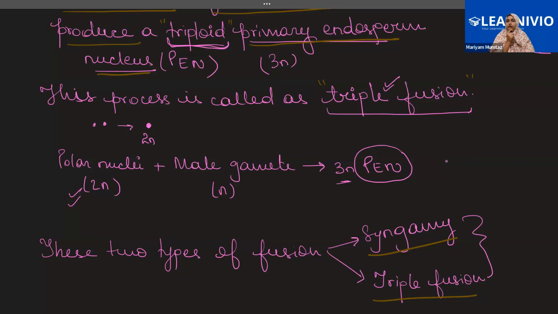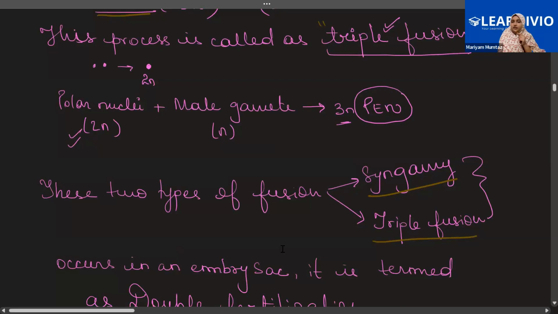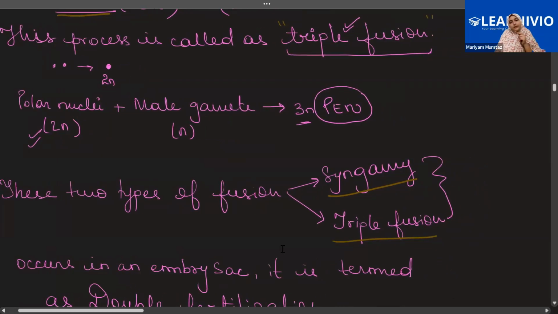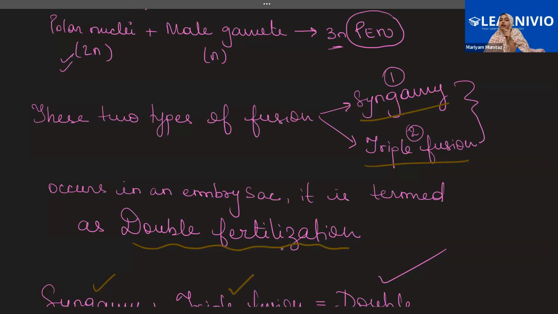Clear? Now, all in all, we are seeing that there are 2 types of fusions happening. The first one is syngamy, where the zygote is being formed. And the second one is triple fusion, where the primary endosperm is being formed. And because 2 types of fusions are happening at the same time in the same embryo sac, we call it double fertilization.